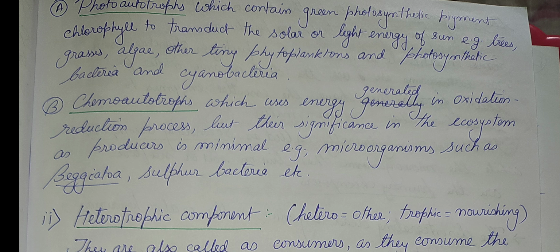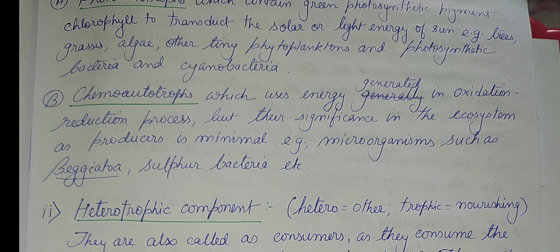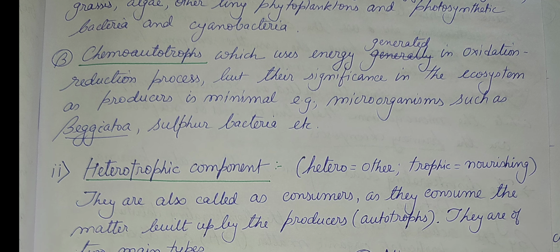Simply, oxidation means addition of oxygen to that particular compound to break that compound, and reduction means removal of oxygen. So they use this process so that energy can be generated, which will be utilized by them to store that energy and to utilize that energy. And most of these chemoautotrophs are microbes, like sulfur bacteria, then Beggiatoa is another type of microorganism. Most of the protozoa can go through this chemoautotroph process.